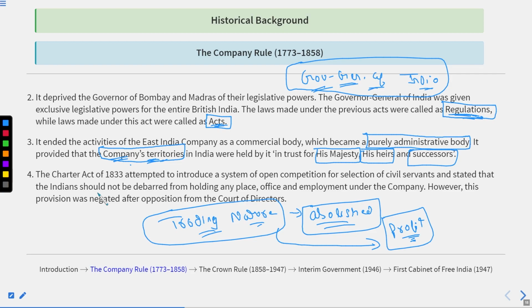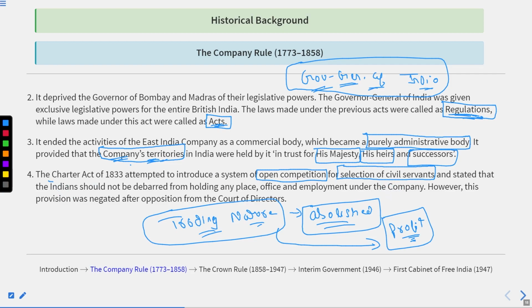All right, and the Charter Act of 1833 attempted to introduce a system of open competition for selection of civil servants and stated that Indians should not be debarred from holding any place, office, and employment under the company. So basically, prior to this act, only some selected people were given a chance to sit in the examination of the civil servants, those who would serve the Indian territory in the name of the British government. But by virtue of this act, this special selection criteria was revoked and open competition was promoted, so that more and more people could sit in the civil servants examination.